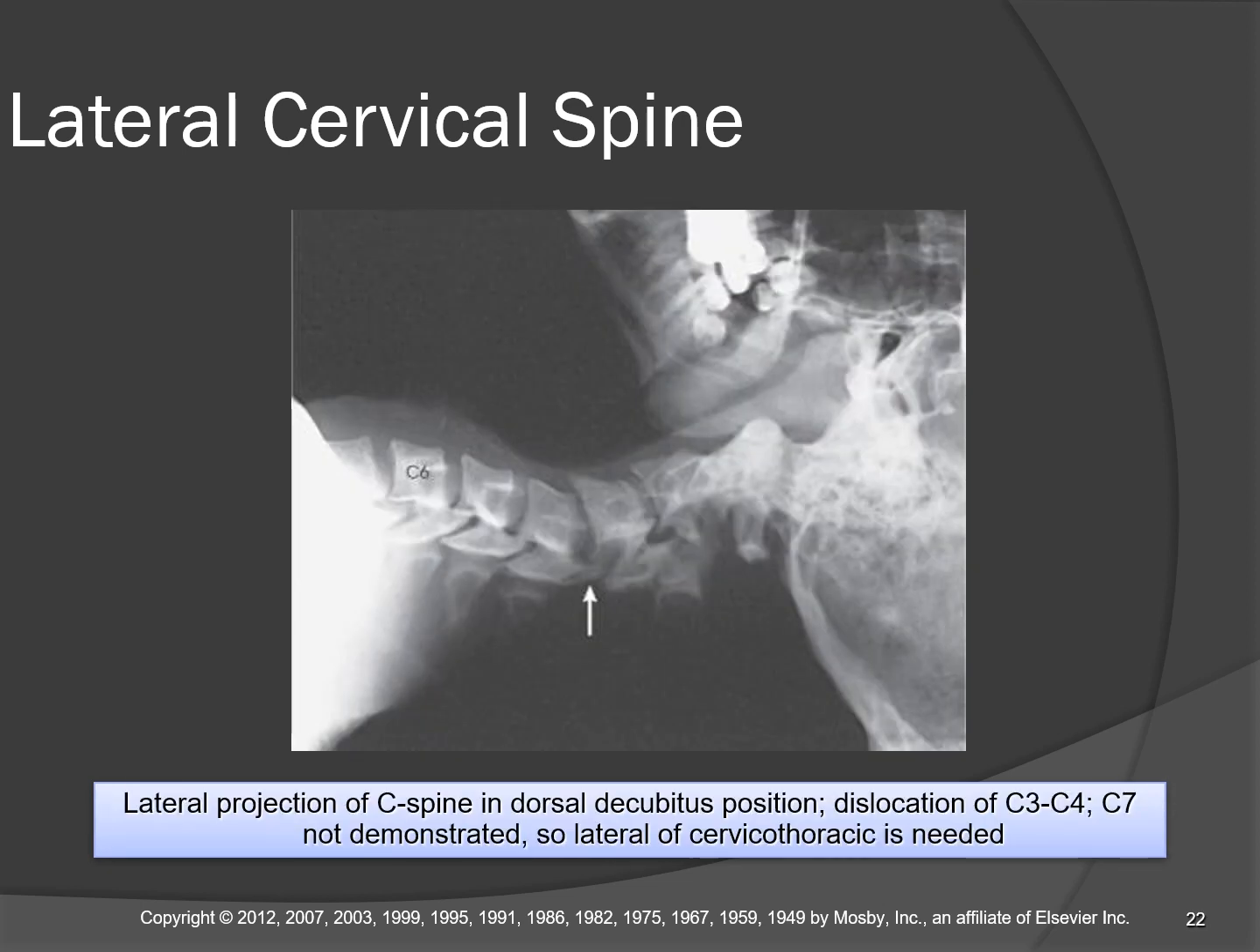All right. Here we see a dislocation of C3, C4. C7 not demonstrated. Cervical thoracic is needed. And we would actually call this injury a subluxation, where the top vertebra, C3, is sliding over the superior edge of the vertebral body for the lower level, C4.